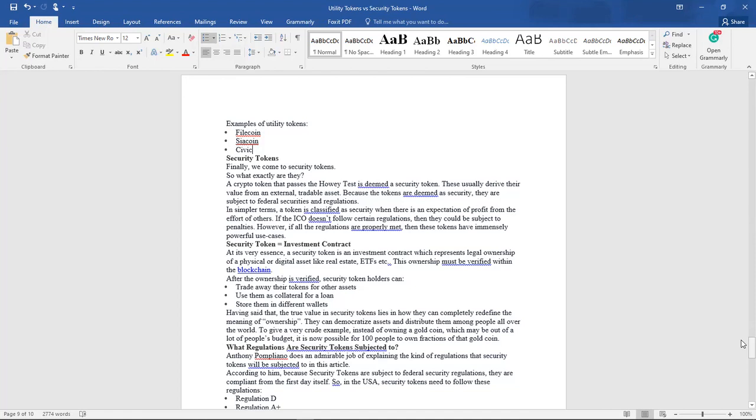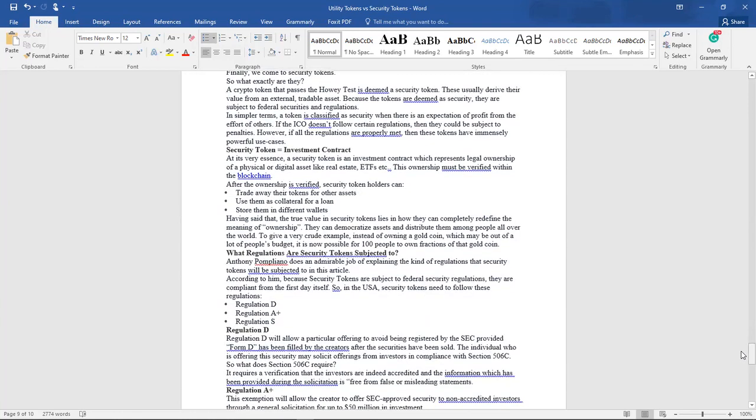And since they're security tokens, they still have regulation that you need to follow. So what regulations are security tokens subjected to? This is according to Anthony, who does an admirable job of explaining the kind of regulations that security tokens will be subjected to in his article. You can read more about it in his article.